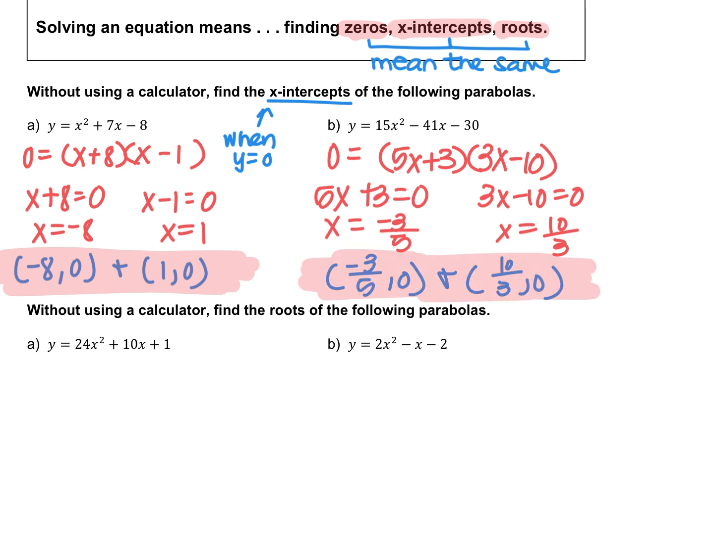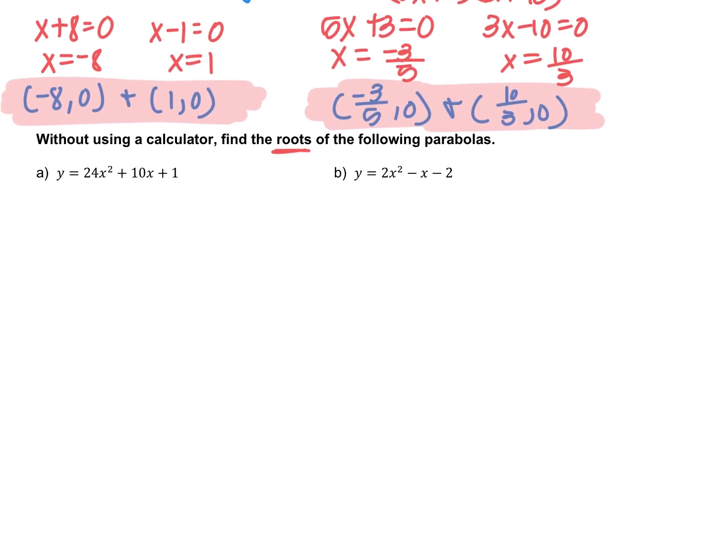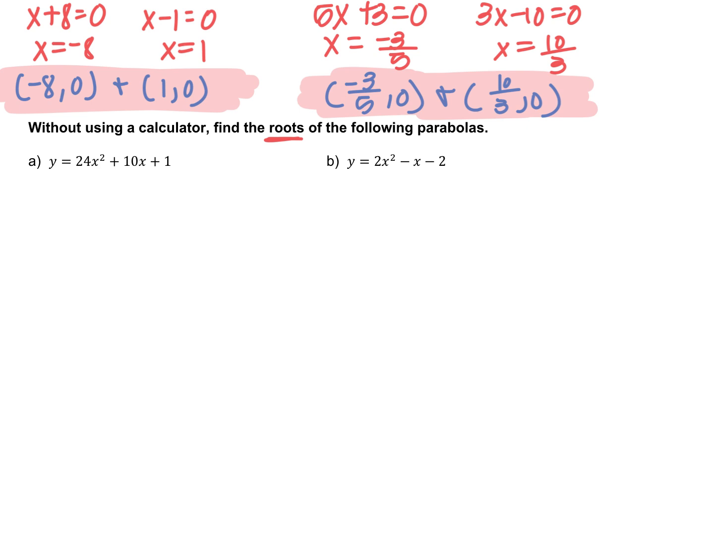Now we're going to continue, but now we are finding the roots. Roots, x-intercepts, zeros: synonyms. All the same thing, okay? So we're still doing the same thing. We're still going to try to solve by factoring first because that's the easiest.